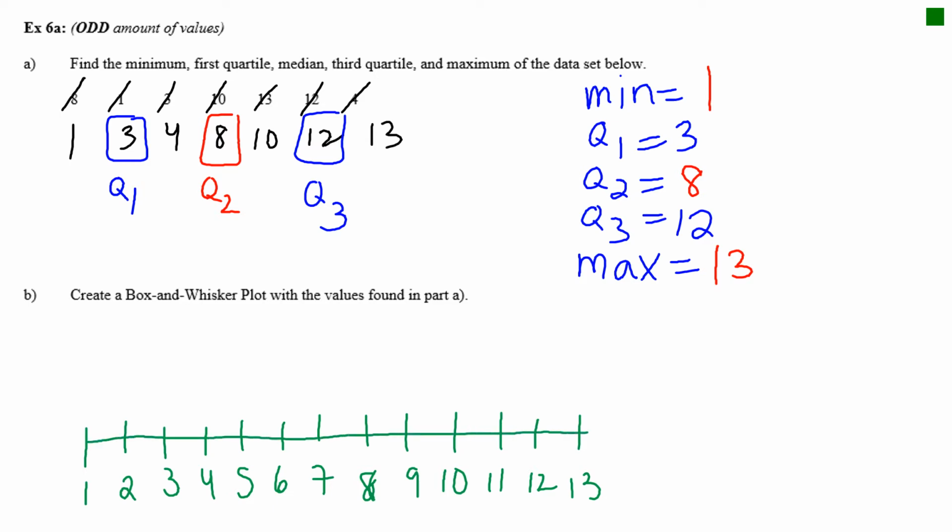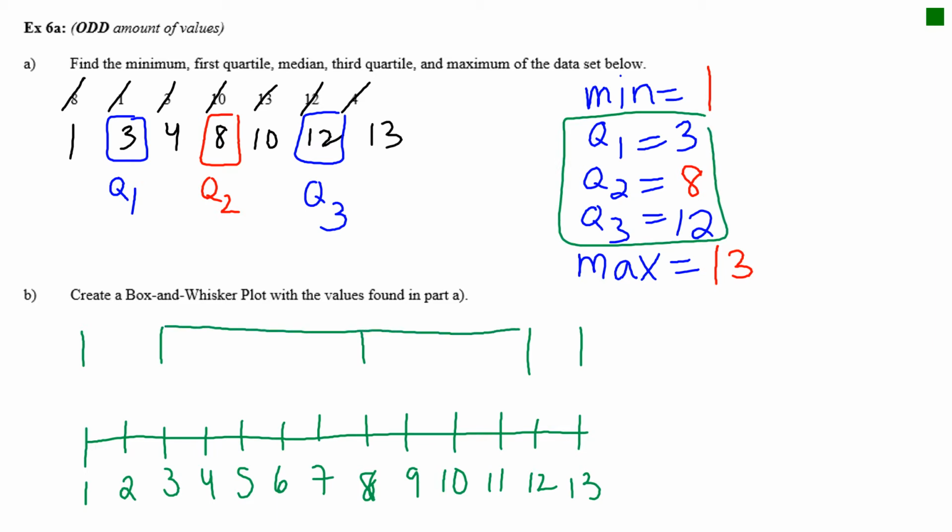Connect them like this, and we're going to draw the box and whisker plot above it. So we're going to put a tally mark over the min, which is 1, Q1, which was 3, Q2, which was 8, Q3, which was 12, and the max, which was 13. Okay, the box is formed by your Q values. So Q1, Q2, Q3, these three in the middle will form our box. And then your left whisker is going to be drawn from your minimum to Q1. Your right whisker will be drawn from your Q3 to your max. Okay, and there's your box and whisker plot for the values in part A.